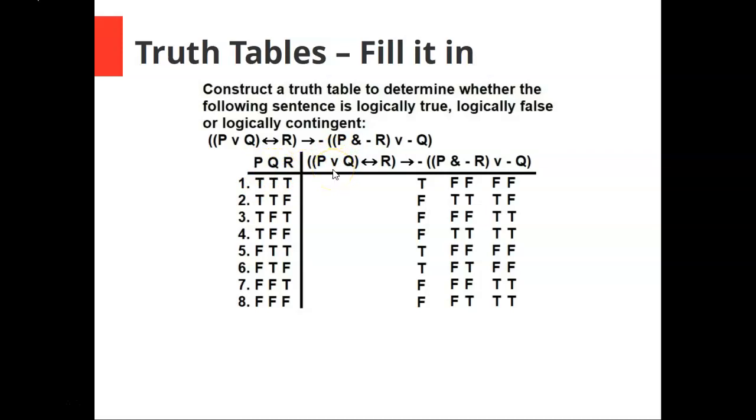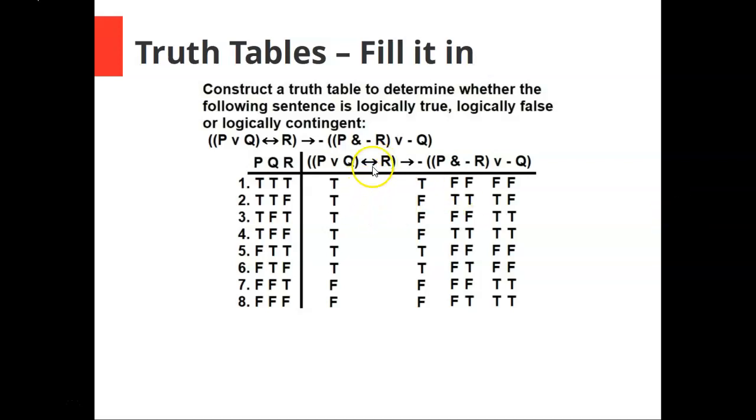A disjunction is only false when both disjuncts are false, like in lines 7 and 8. Those are the only lines in which P is false and Q is false, and in every other line, at least one of them is true. So true, true, true, true, true, true, false, false.